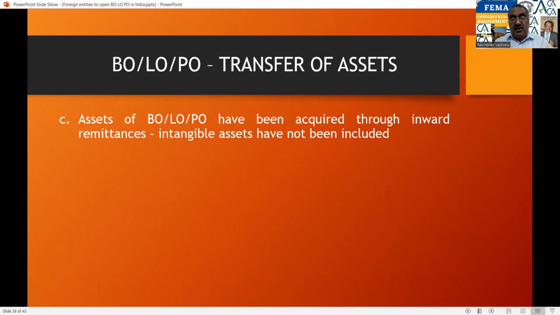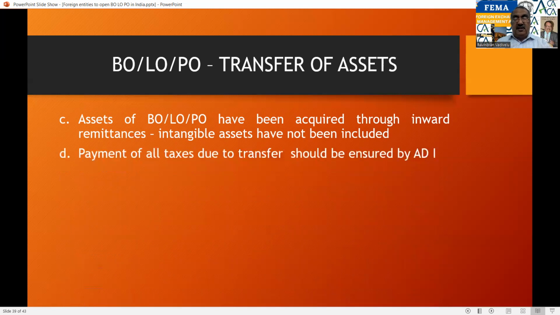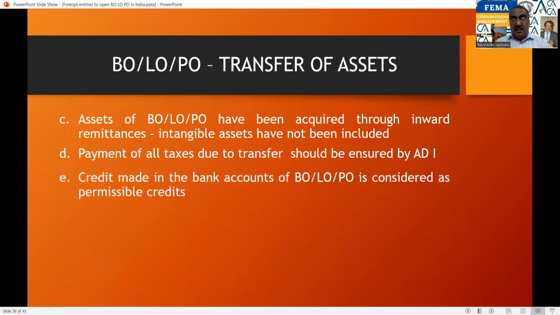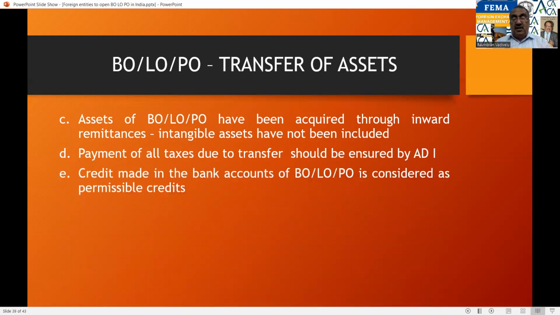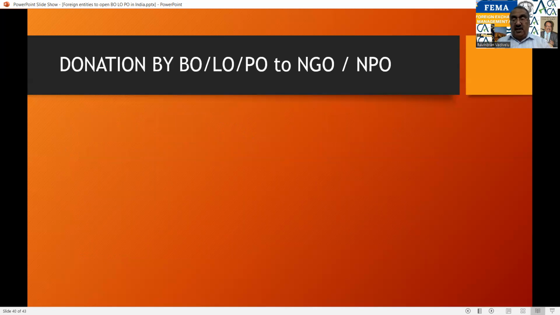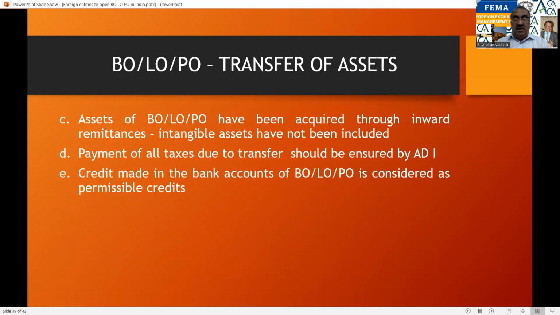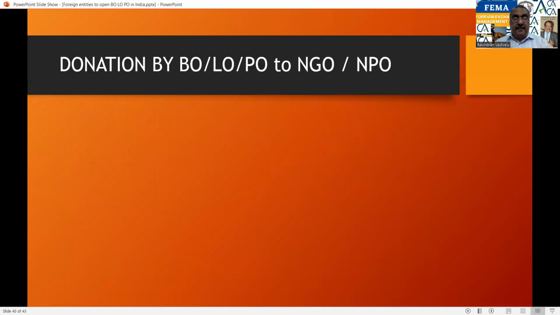Then assets of the branch office, liaison office, project office should have been acquired through inward remittances. So whatever money they have invested in the branch office has to come from inward remittances from abroad, and intangible assets are not considered. You have to pay all the taxes due, and it has to be ensured by the authorized dealer, because only after the confirmation is received from the authorized dealer category 1 bank can the assets be transferred. Credit made in the accounts is considered as permissible. Whatever credit is made in the bank account is called permissible credits.